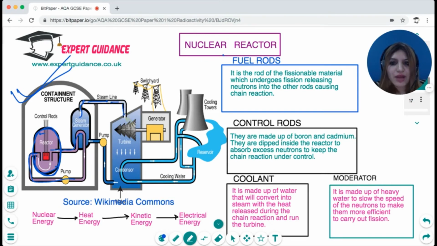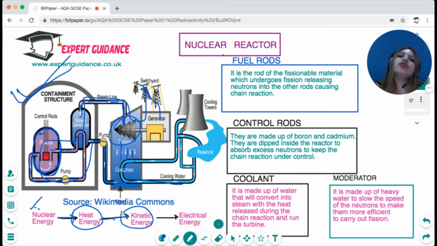This steam will have a lot of energy, and that energy will be transferred to the turbines. The turbines will rotate and then generate electricity. And the water will be cooled down by the condenser, and this cooled water will again be fed back into the reactor so that it can get converted into steam, run the turbines, and generate electricity. So here the nuclear energy, that is the energy in the uranium, is converted into heat energy, which converts the water into steam, and the steam has kinetic energy, which is converted into the kinetic energy of the turbines, and the turbines generate the electricity.